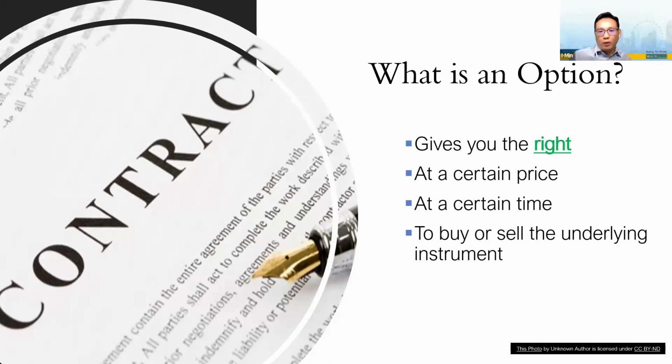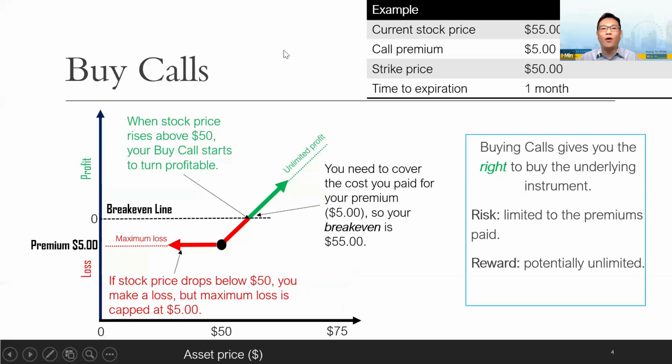So it's between two parties, one buyer and one seller. The buyer has to give the seller the option fee, and with the option fee, they have the right, at a certain price and at a certain time, to buy or sell the underlying instrument. You can think of it this way: we have a stock, then we have this contract between two parties relating to the stock. There are four very basic option strategies: calls and puts, so buy call, sell call, buy put, sell put.